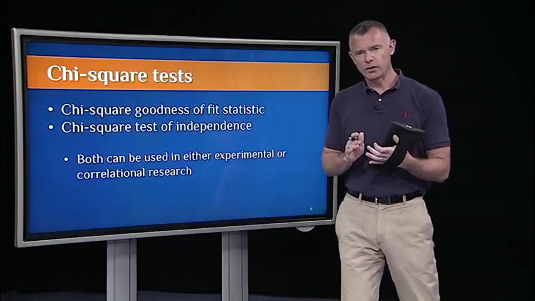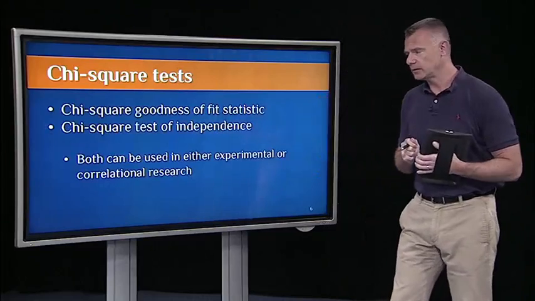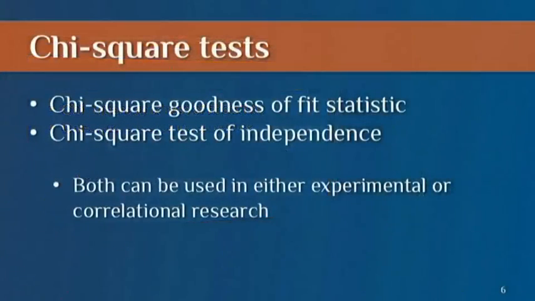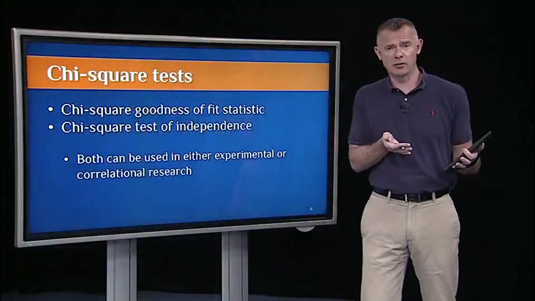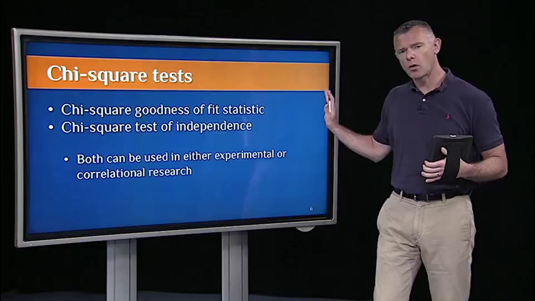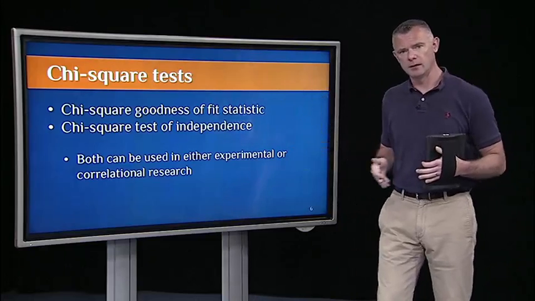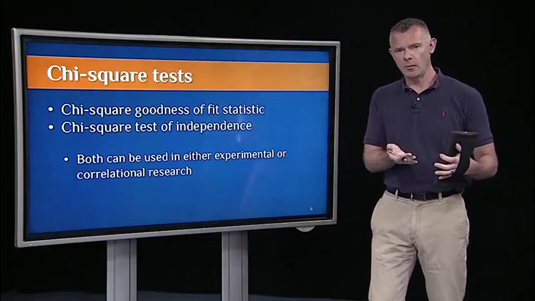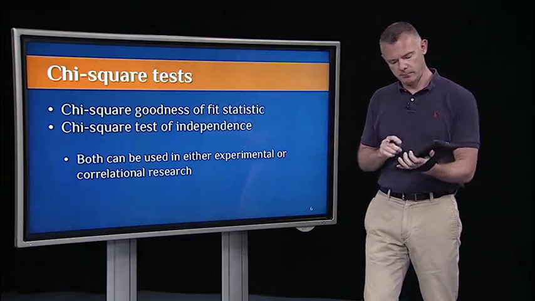As I said, we're going to talk about two types of chi-square tests in this lecture. The first one is the chi-square goodness of fit statistic, and the second one is the chi-square test of independence. Both can be used in either experimental research, like in the polio vaccine study, or just in correlational research, like in the election results. We're not manipulating anything, we're just observing how people plan to vote.